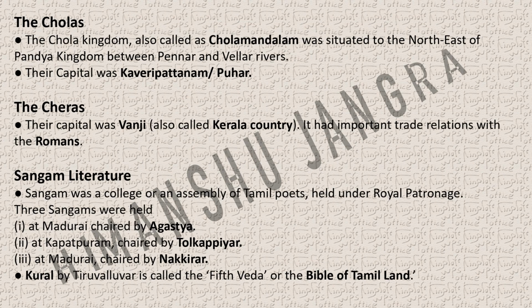The Cholas. The Chola kingdom, also called Kolamandalam, was situated to the northeast of the Pandya kingdom between the Pennar and Vellar rivers. Their capital was Kaveripattanam/Puhar. The Cheras. Their capital was Vanji, also called Kerala country. It had important trade relations with the Romans.